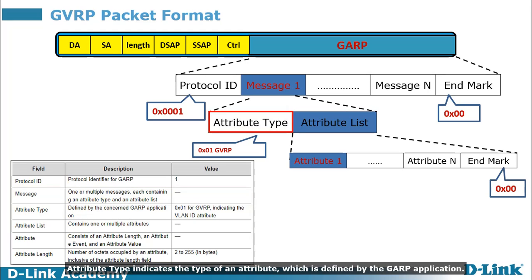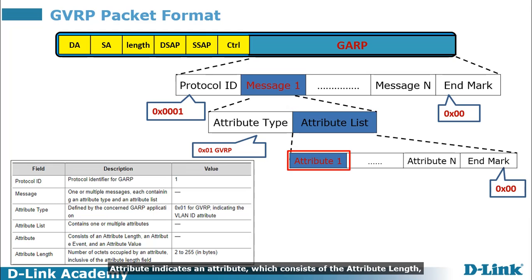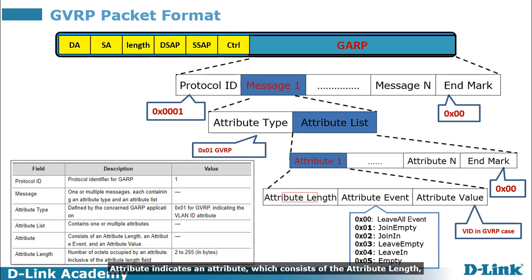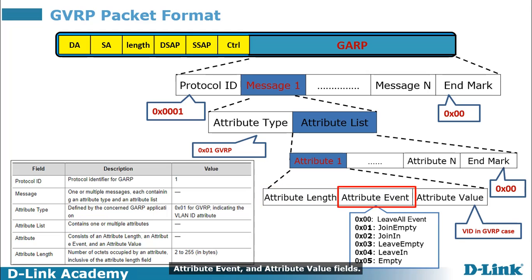Attribute type indicates the type of an attribute, which is defined by the GVRP application. The value is 0x01 for GVRP, indicating that the attribute value is a VLAN ID. Attribute list indicates the attribute list of a message, which consists of multiple attributes. Attribute indicates an attribute, which consists of the attribute length, the attribute event, and the attribute value fields.